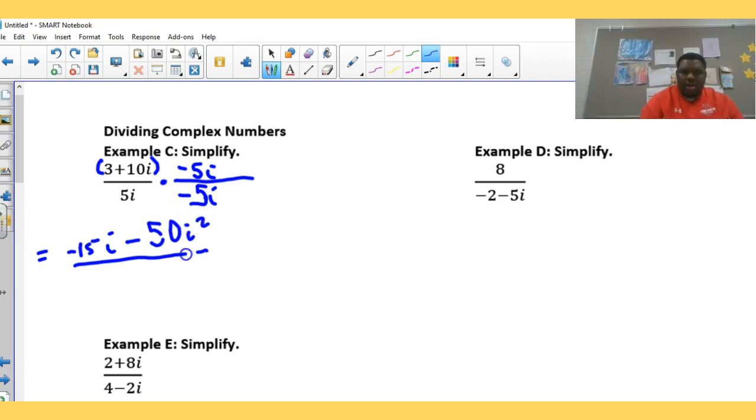50i squared, okay? Now, the bottom down there, you have 5i times negative 5i. Well, 5 times negative 5 is negative 25, and i times i is i squared. Look, I did it again, guys. Here we go. Negative 25 i squared, okay?